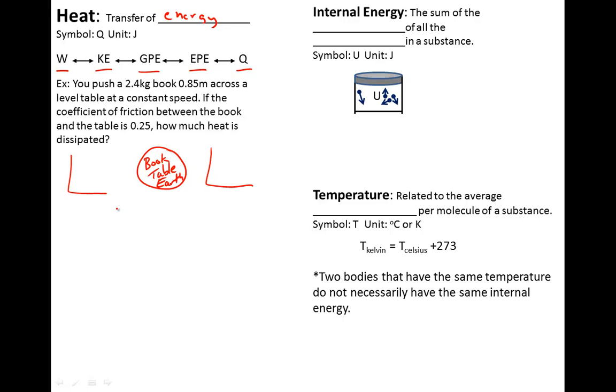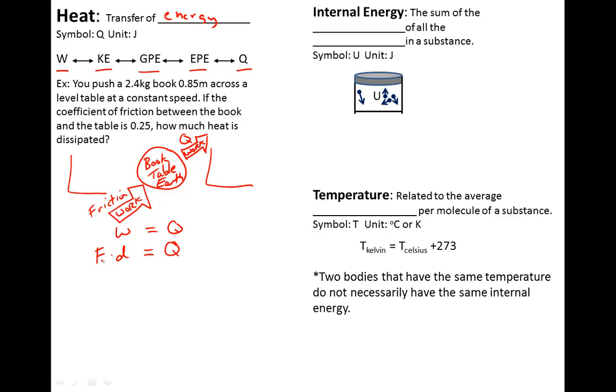So work in the form of friction is being transferred into our system, and work is also transferring energy out in the form of heat. So we've got work equaling the heat. And so since our work is the force times the distance that we apply onto the book, that would equal the heat that we get out.